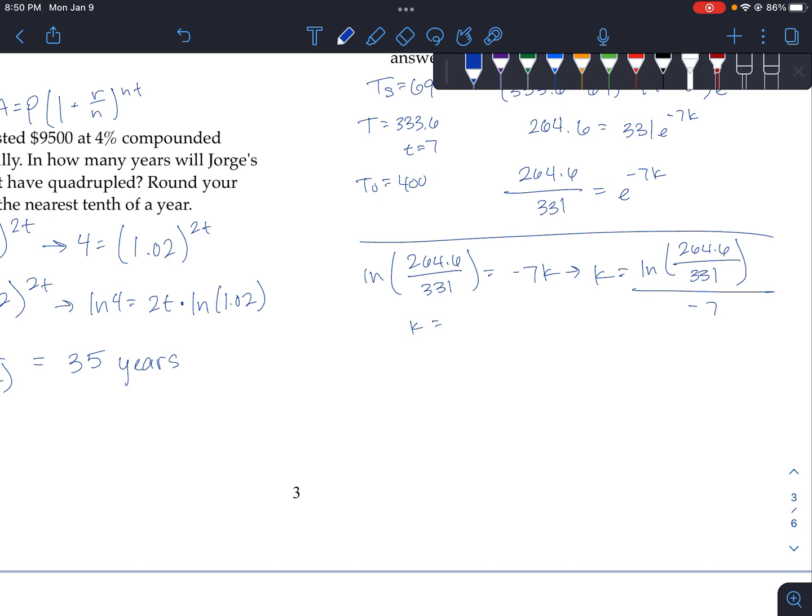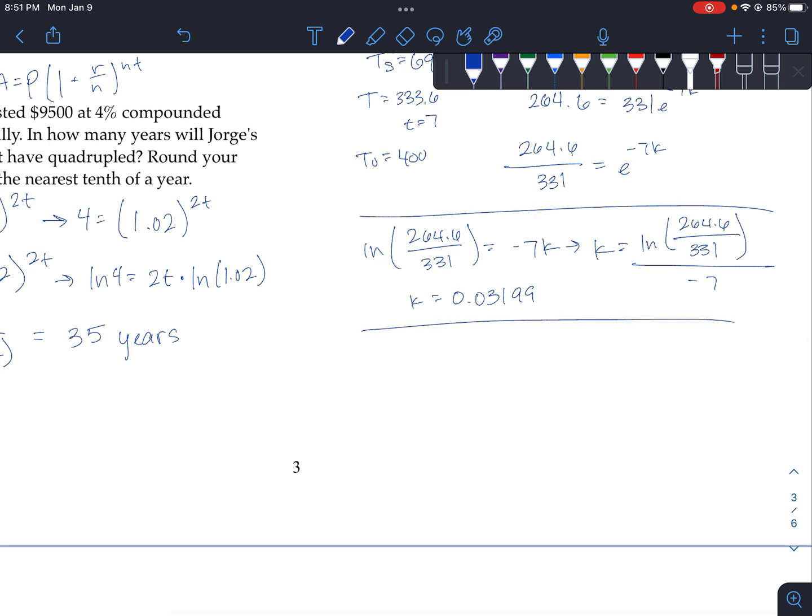you should get the constant is equal to about 0.0. I'm really just going to be using my calculator for this, storing these values in my calculator so that I don't have to round. But you should get 0.0319, we'll say 99.